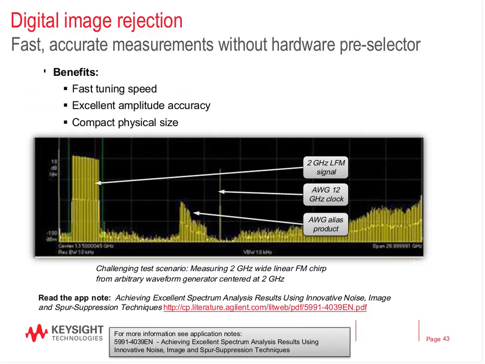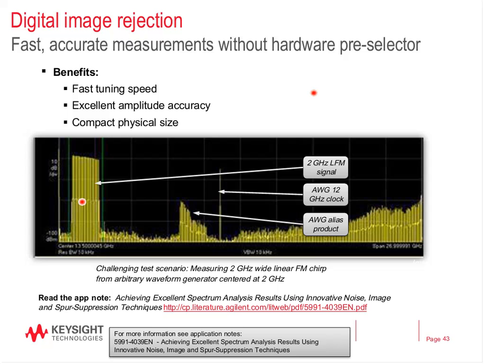But the net result is you have extremely fast tuning speed. You maintain excellent amplitude accuracy, so you remove some of the hardware components such as the pre-selector on the front end, which could add some uncertainty. And then you've got the compact physical size. So we have the PXI form factor. So for production, this could be a good fit.